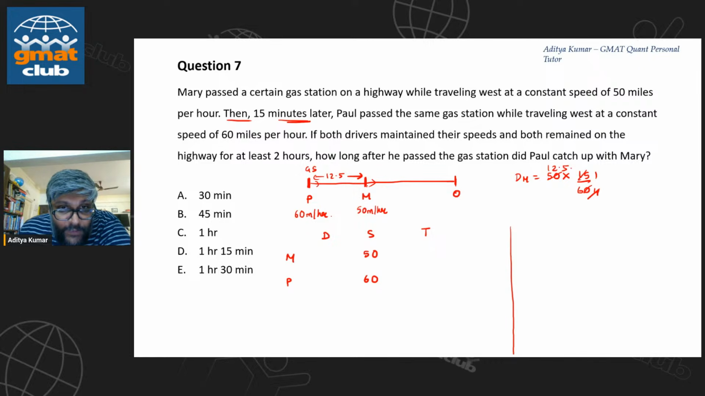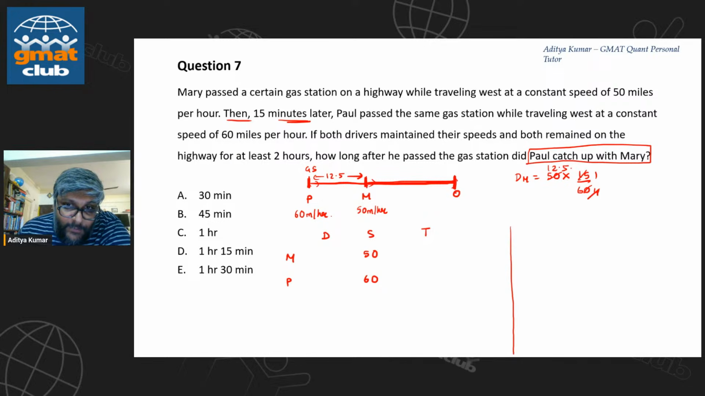What is constant here? The time that Mary takes to go from here to O should be the same time that Paul takes to go from P to O. That is the only way they can meet each other, right? I want Paul to catch up to Mary, right? So they're going to catch up.